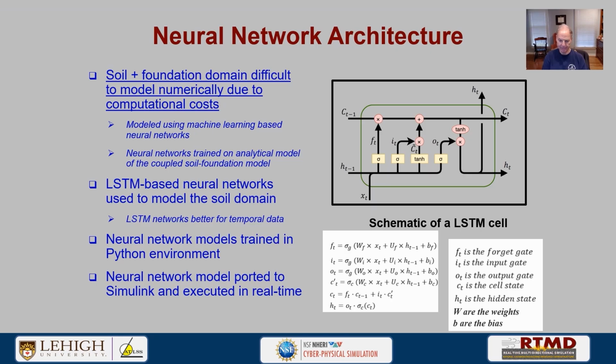W and B, what are those? Those are the weights and the bias. Those have to be obtained through training of the neural network. So we're going to have to train the neural network, and we're going to do so using the Python environment. These neural network models then will be ported to Simulink and executed in real time.